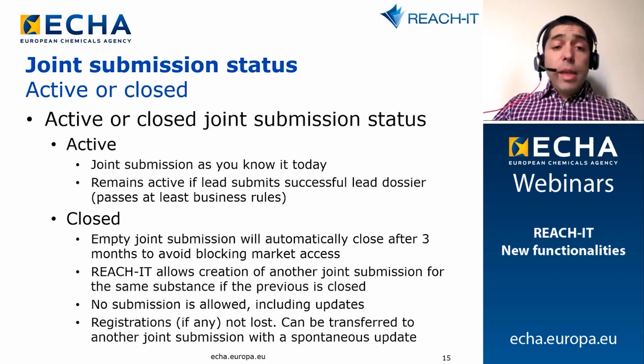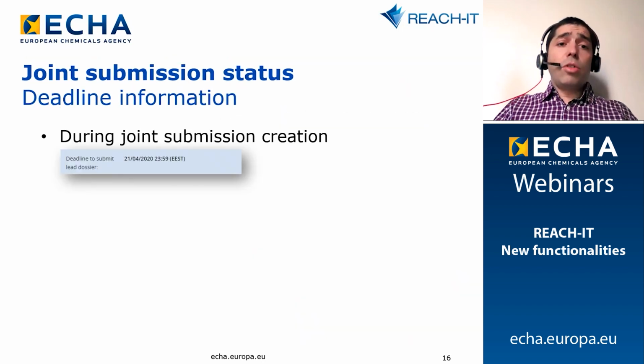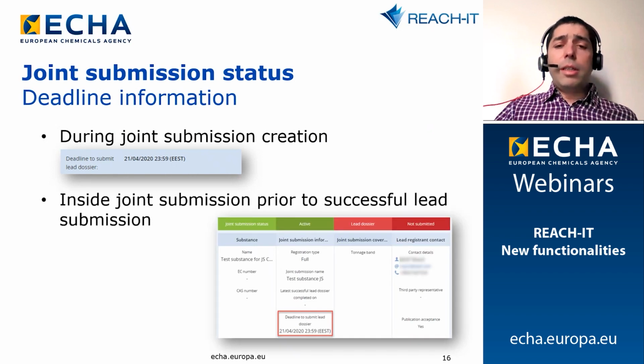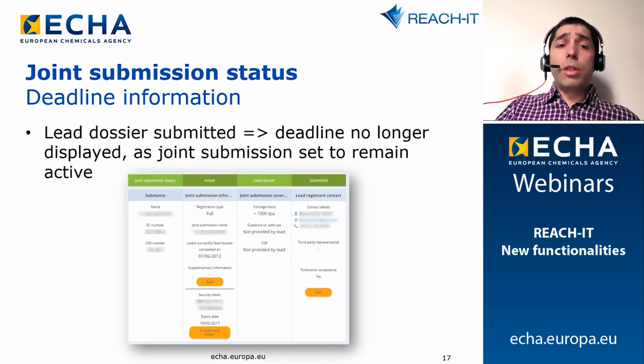However, if a member of the joint submission has submitted already its dossier and the joint submission is closed, this dossier is not lost. He can do a spontaneous update in the new joint submission, and then everything will be migrated. The deadline information is going to show up during the creation of the joint submission, but also in the details of the joint submission. Once the lead has submitted the lead dossier, it is not going to display any longer, as the joint submission is going to remain active.